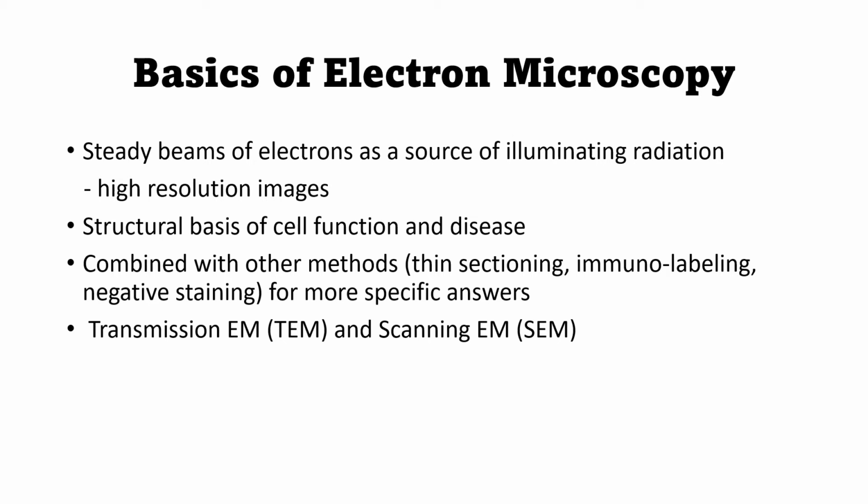Combined with other methods such as thin sectioning, immunolabeling, and negative staining, these are more specific methods to get more specific answers. For example, we can use negative staining to highlight certain parts of the cell that we would like to focus on, and so on with the other ones. Now there are two types of electron microscopy. There's transmission and there's scanning, and in this presentation we'll be taking you through both methods and their advantages and disadvantages.